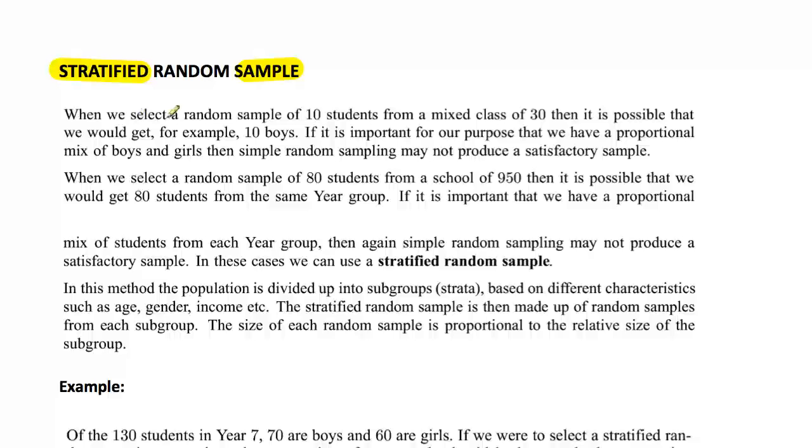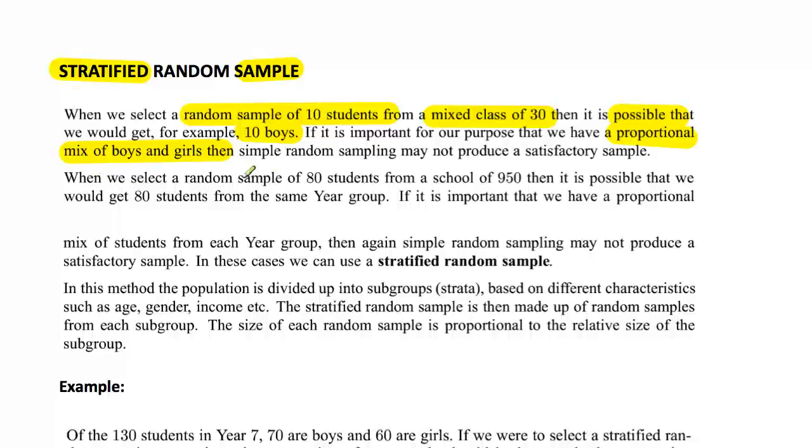It says, when we select a random sample of 10 students from a mixed class of 30, so this is a random sample and it's mixed boys and girls, it is possible that you could get 10 boys. Now, if that happened, that would not be a fair sample. So if it is important for our purpose that we have what we call a proportional mix of boys and girls, then you just can't do a random sample because it may not give you what you want. So you might want 5 boys, 5 girls, something like that, but you've got to do a representative sample.